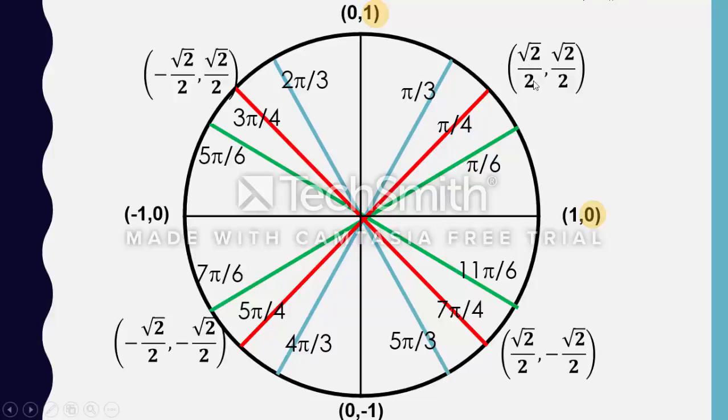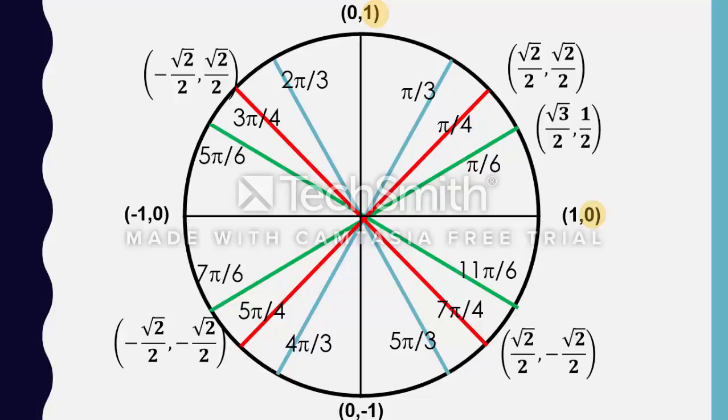So over here in the first quadrant we have square root of 2 over 2, square root of 2 over 2. In the second quadrant, of course, our x value is negative. In the third quadrant, both x and y values are negative. And then in the fourth quadrant, your y value is negative while your x value is positive.